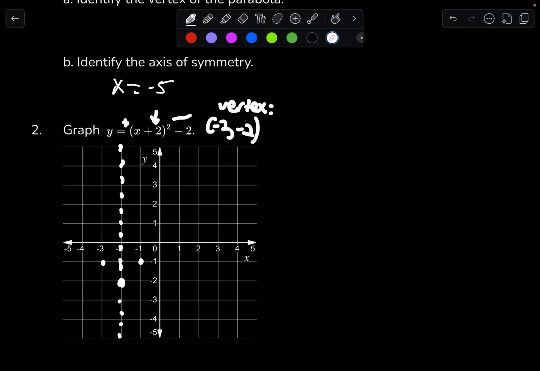Okay, there's my vertex. Over 1, 2, 2 squared is 4, up 1, 2, 3, 4. Over 1, 2, 2 squared is 4, up 1, 2, 3, 4. And that's your parabola. You just connect it with a U as neatly as you can, like that.